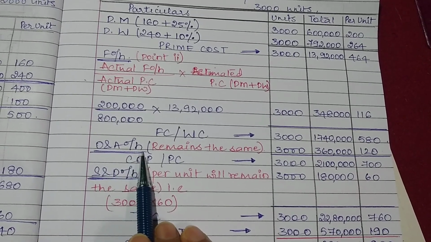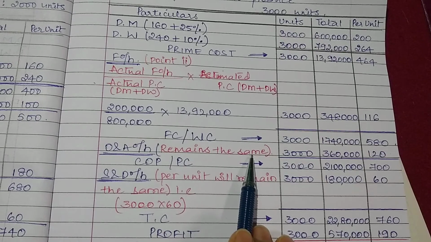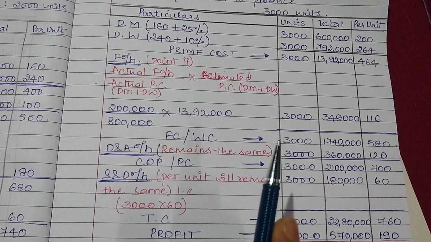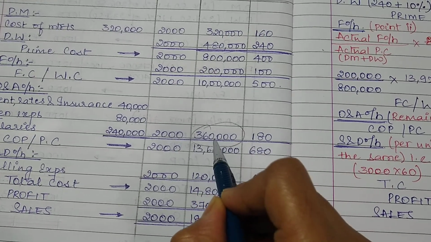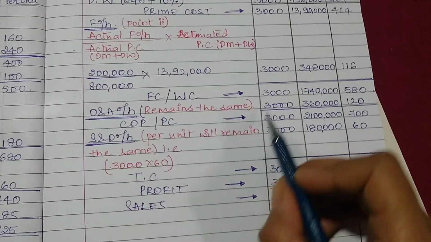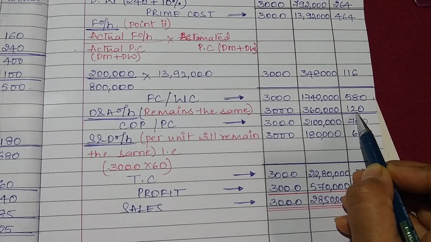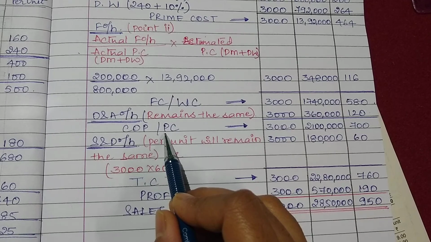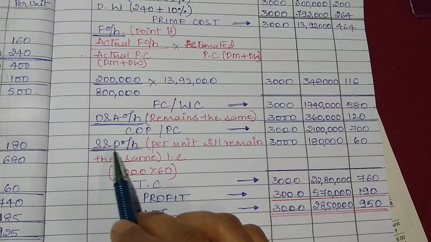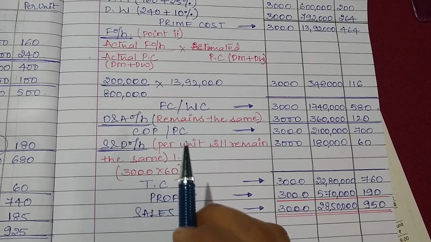Office and administration overhead, it says, remains the same. Remains the same is nothing but they have not mentioned it is only per unit. They have just mentioned remains the same. It is nothing but you will take the total amount, which is 3,60,000, as it is without any changes. So 3,60,000 will be taken, divided by 3,000, you will have 120 rupees. So you will have your cost of production or production cost. After that, selling and distribution overhead. It says your per unit will remain the same.